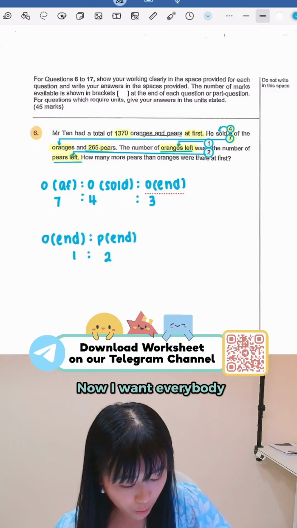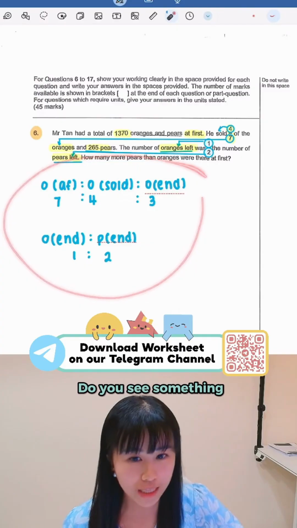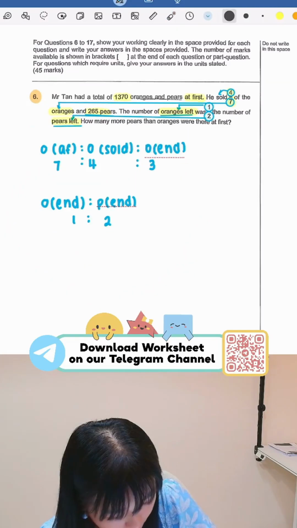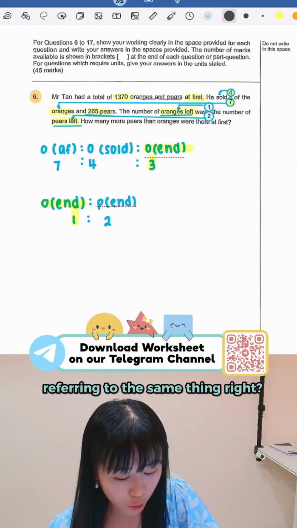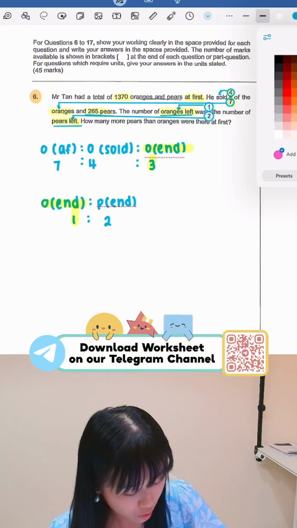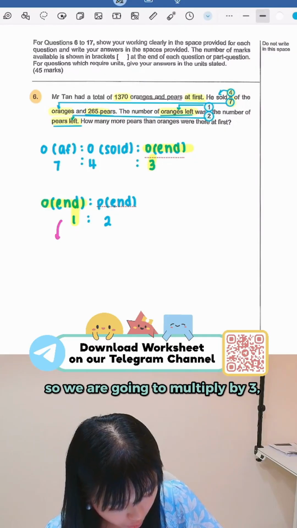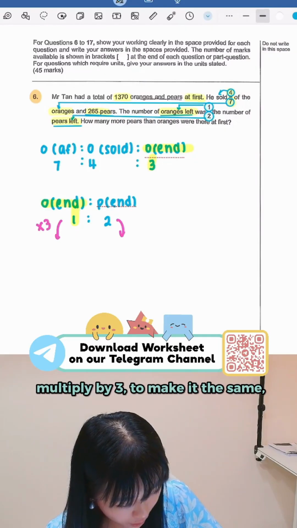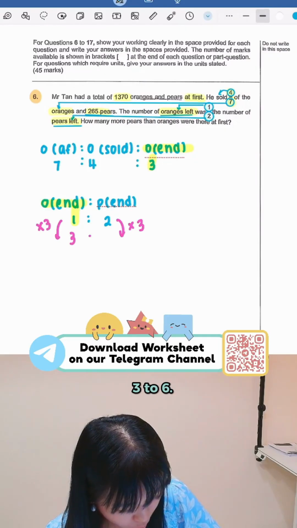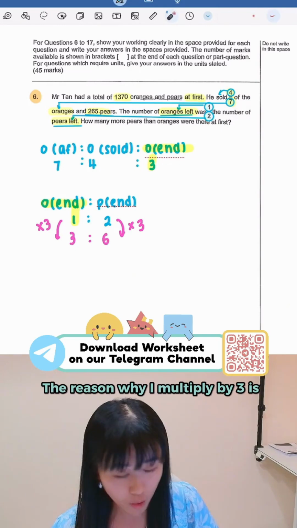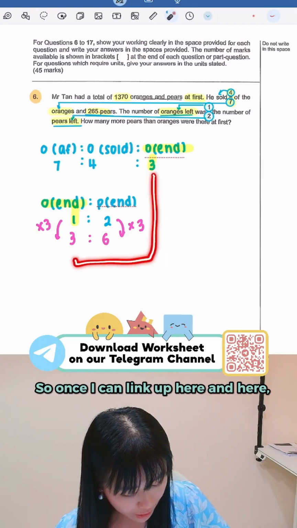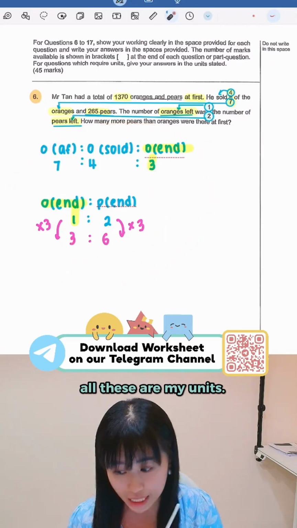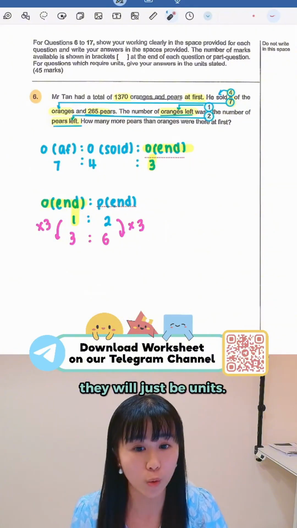Now I want everybody to see something here. Do you see something that is the same? Look at these oranges we have here and here. They are referring to the same thing, which also means we must make it the same. So we are going to multiply by 3, multiply by 3, to make it the same. 3 to 6. The reason why I multiply by 3 is such that I can make this the same. Once I can link up here and here, all these are my units. They will not be units and parts, they will just be units.